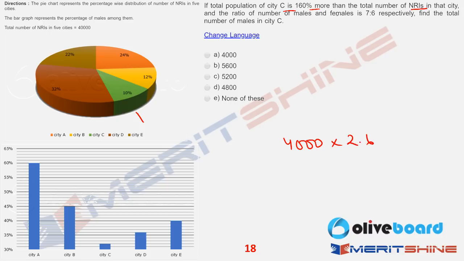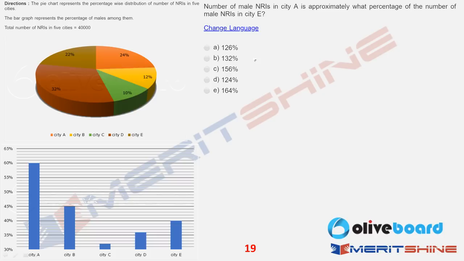And the ratio of the male and female is 7:6. Find the total number of males in city. So male will be how much? 7 out of every 13 is male. This is what you have to find out. So this 13 2s are, this is 7 to the 14, 14 4s are 56. Simple. Move forward.